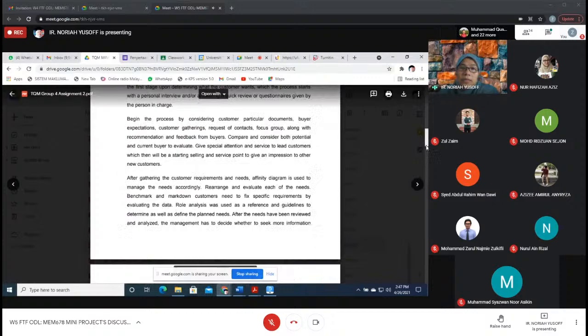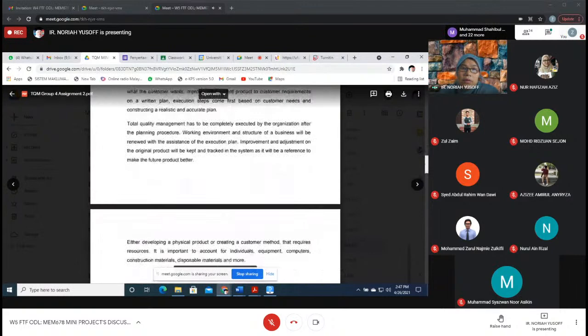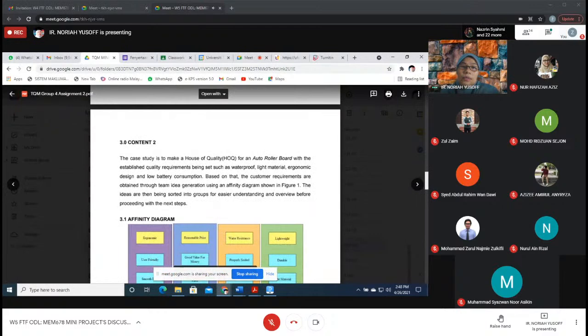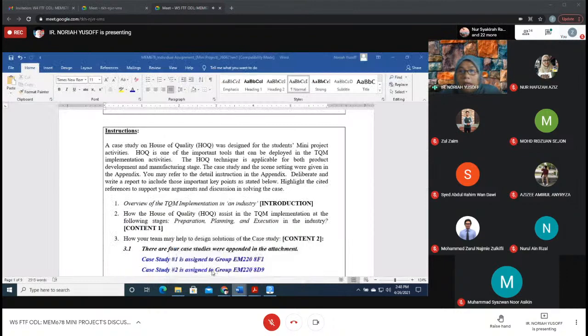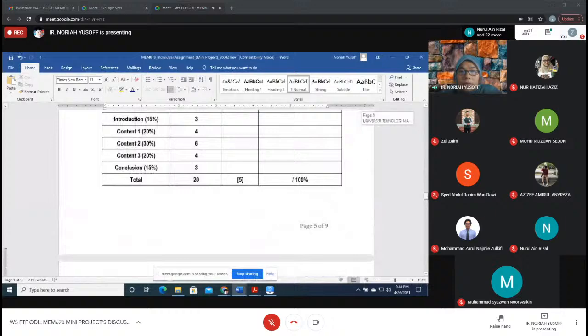Now, the report explains about the HOQ and the QFD dulu. Then, next only you go to your case study. Okay. Your case study to make the HOQ, dalam case ni dia buat auto rollerboard eh. Contoh case study number two. Auto rollerboard ni is actually case study number two. Sport shoes, yang ni case study number one, yang you all punya. Okay.